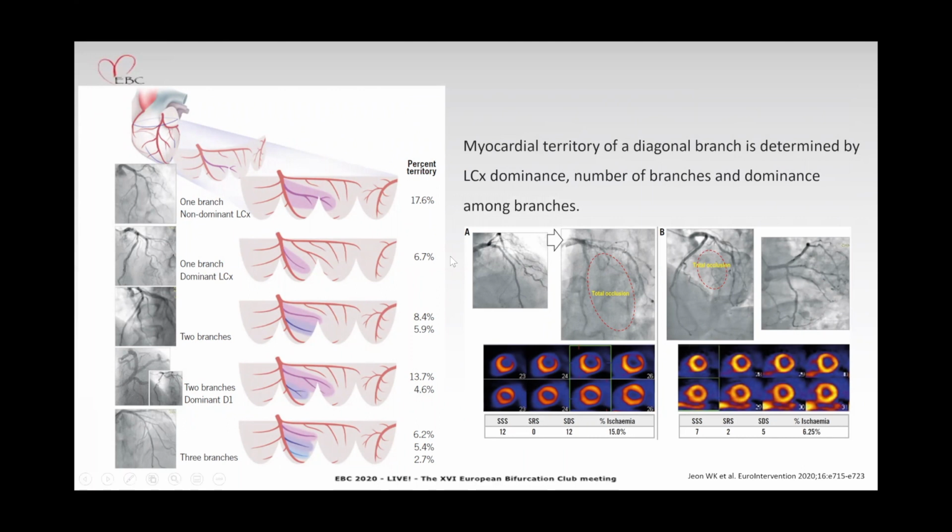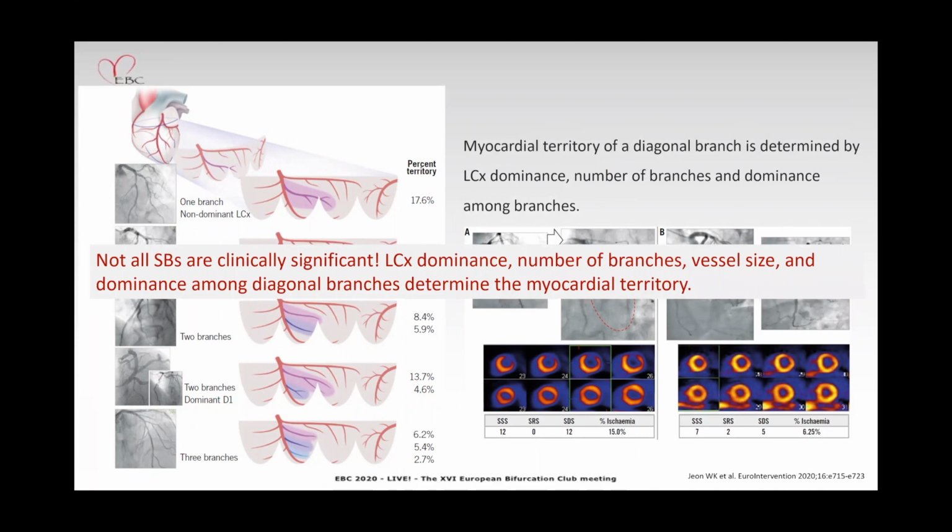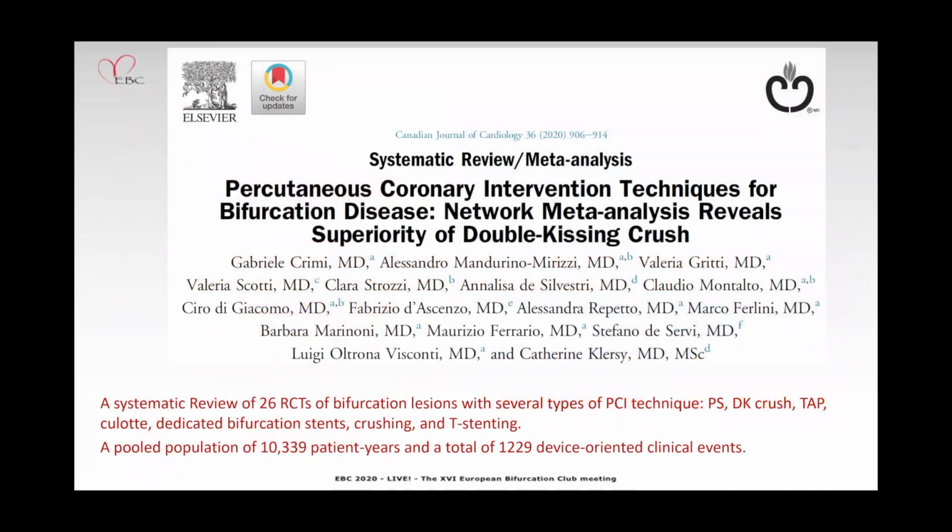So you can appreciate on the right-hand side that if you have a single occluded diagonal branch and there is no circumflex dominance, then the ischemia will be more than 50% of myocardial mass. Whereas if the same single diagonal is occluded, but there is a dominance of circumflex with a large obtuse marginal branch or intermediate branch, then the ischemic region will be much less than 10%. So not every diagonal branch, not every side branch, is clinically important.